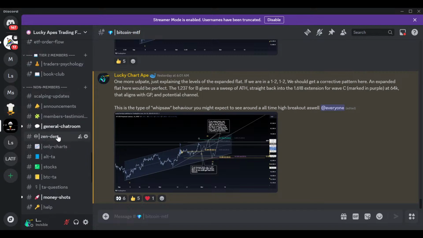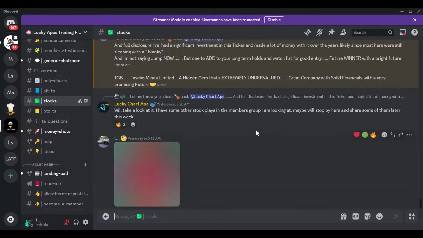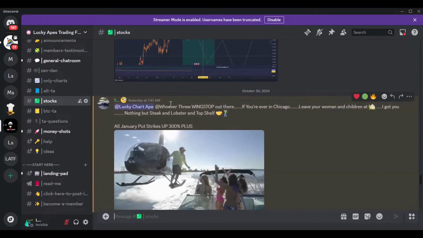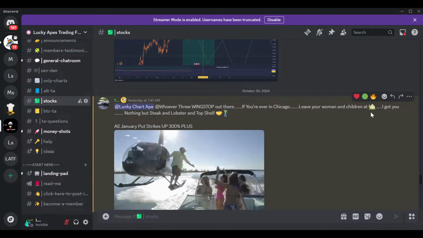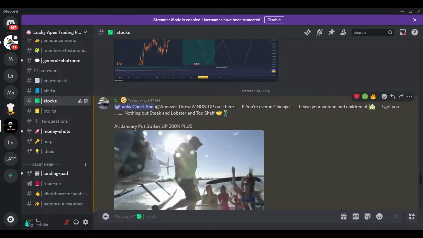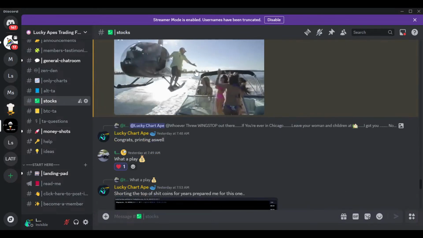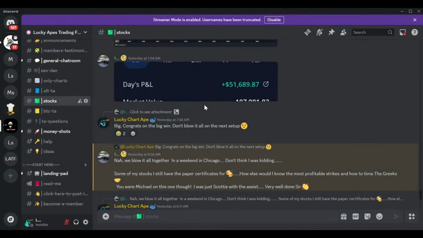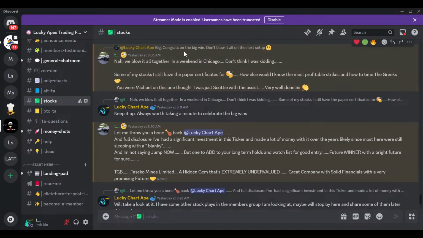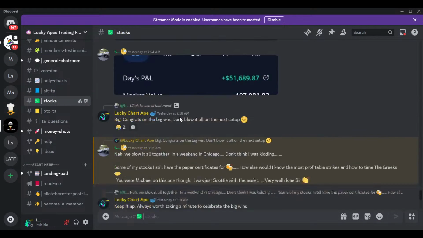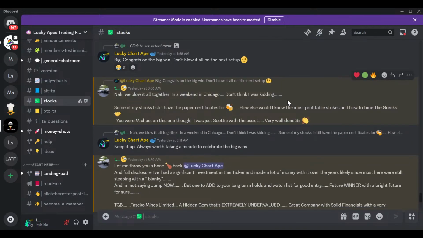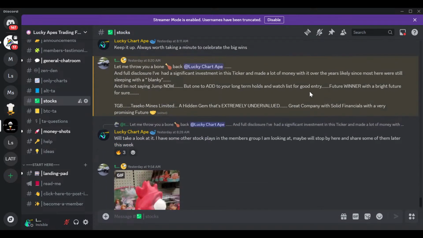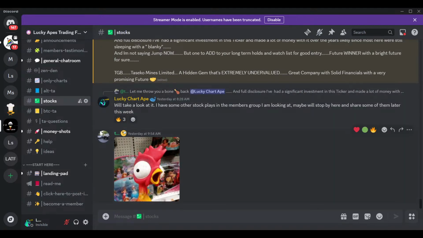Someone in the Discord just shared this. Lucky Chart Ape threw Wingstop out there. If you're ever in Chicago, leave your women and children at home. I got you. Nothing but steak and lobster on top shelf. All January put strikes up 300% plus. And he printed a $50,000 day on that. He's an experienced trader, by the way. I said, big congrats on the big win. Don't blow it all on the next setup. But he explained he's an experienced options trader. So just putting that out there.